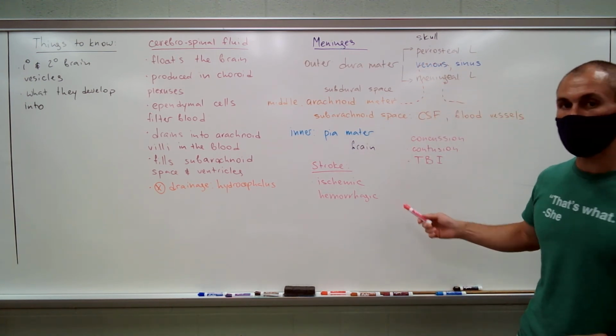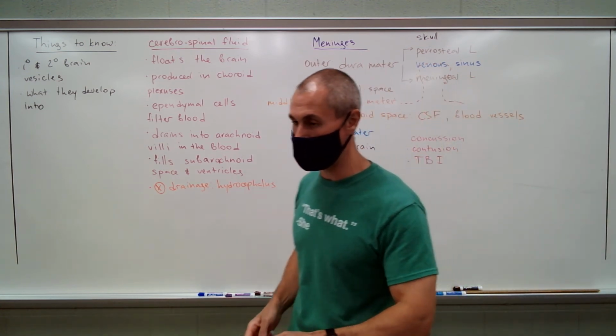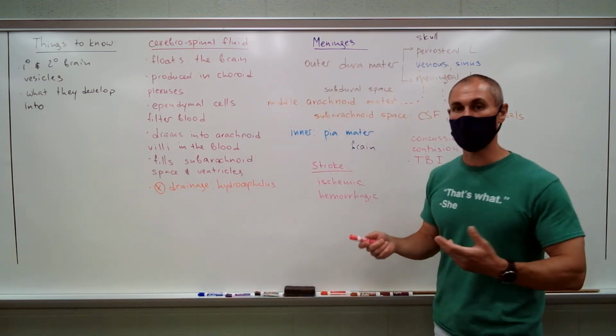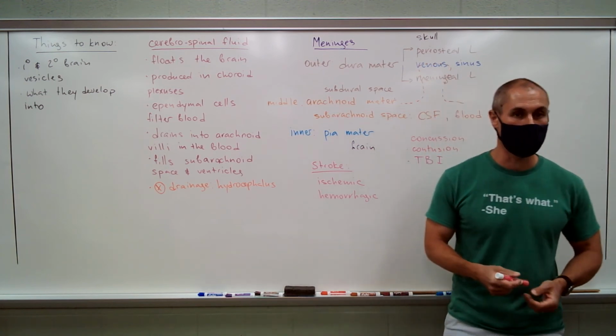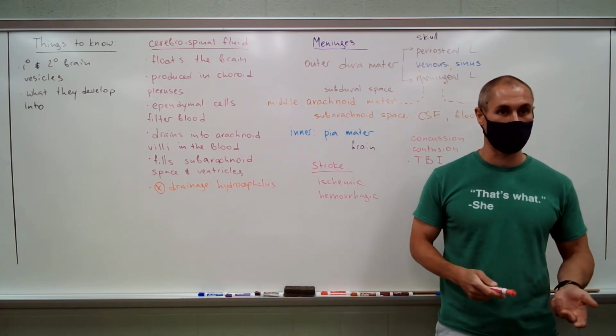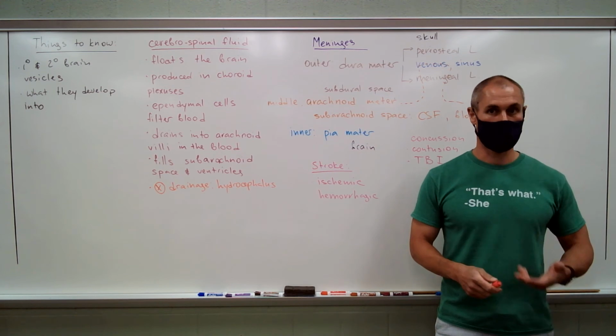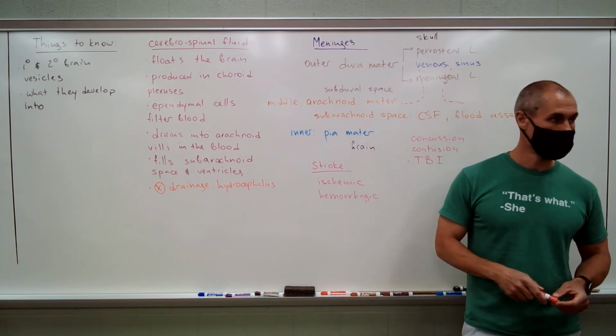So ischemic strokes are more common. It's about 70%. Don't memorize the number. Stroke by itself represents the 5th cause of death in the United States after cardiac disease, cancer, COPD, and diabetes. Okay.